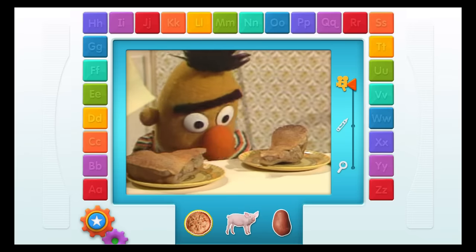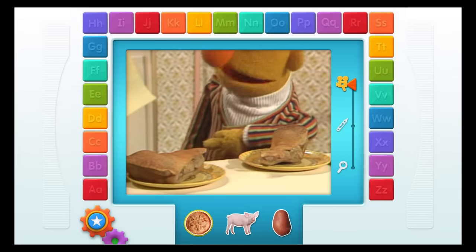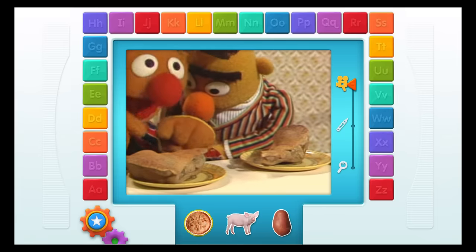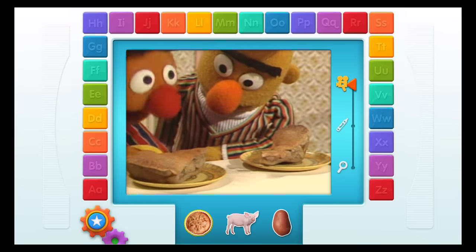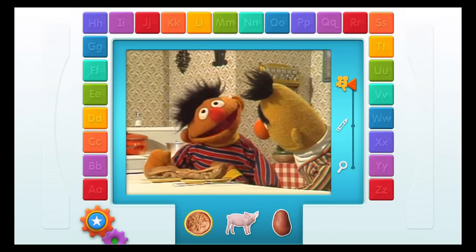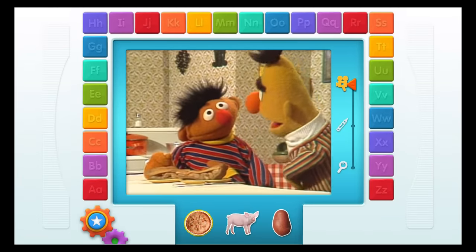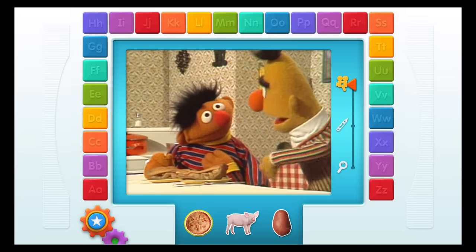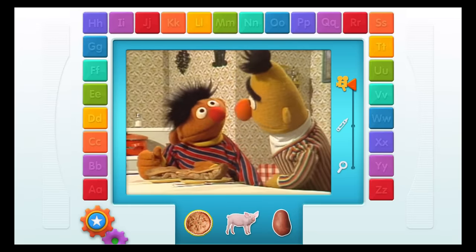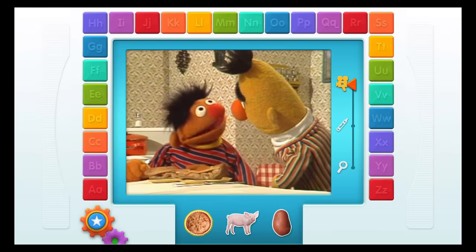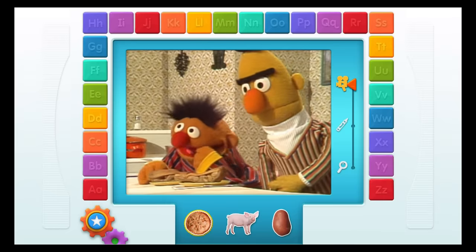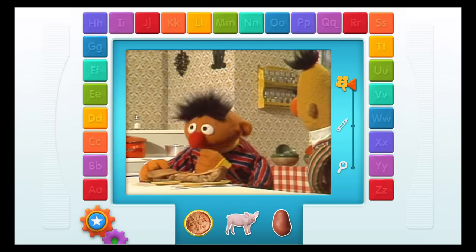P. Pie. Ernie, you gave me the small piece. Well, that's true, Bert. That is the small piece there. And this is the big piece. And I gave you that piece, and I think I'll keep the big piece myself. Ernie, that is not very polite. Well, how do you mean, Bert? Well, I mean, if I had two pieces of pie, I'd offer you the big piece and take the small one for myself. Well, Bert, you have the small piece, Bert. What just happened here? P, pie.